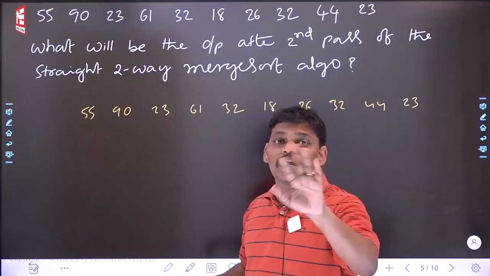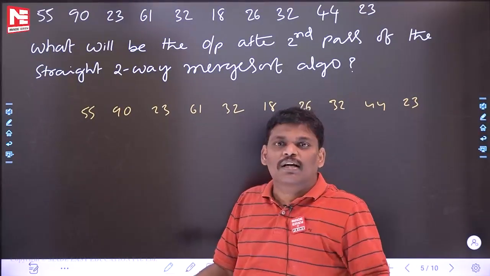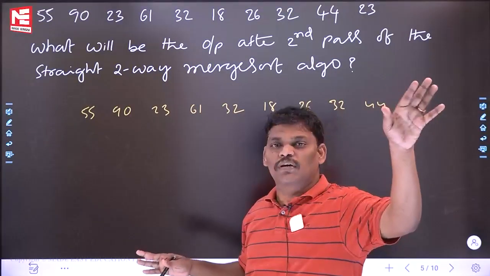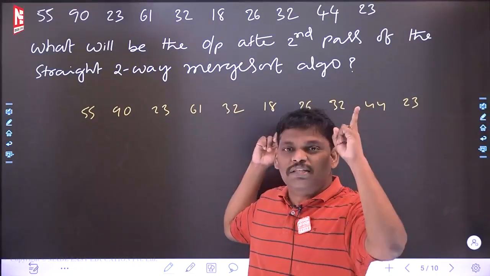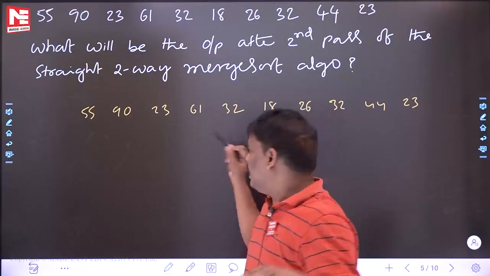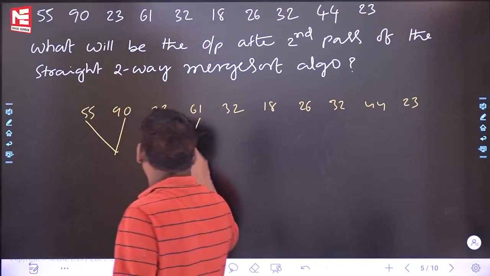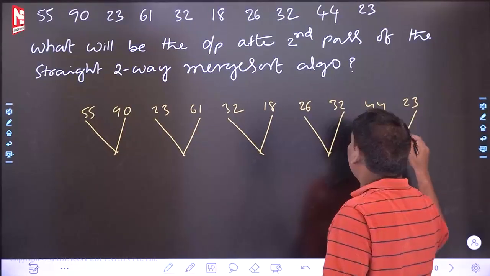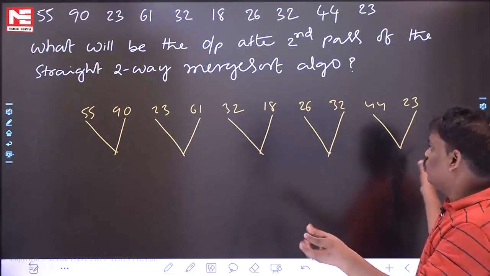Straight two-way merge sort, not merge sort. Merge sort, you know, is divide, conquer, combine. You know that story. That is called merge sort. This is a straight two-way merge sort algorithm. The name itself says straight two-way. What is the meaning? Straight means directly. Directly take two elements and merge them. No divide, nothing. It is not divide and conquer. Directly take two elements, merge them.